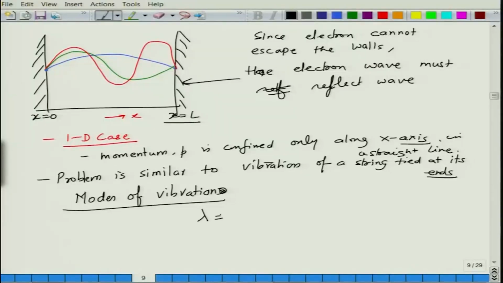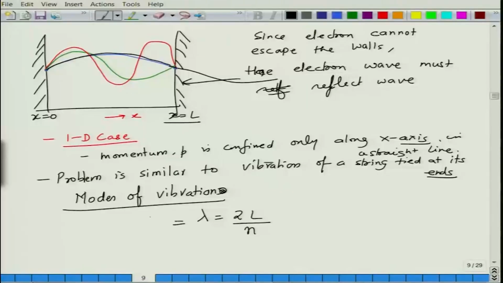So, the maximum lambda that you can have, if this is the case, then this will go to the other side. This lambda could be equal to 2L for this first case, and for the successive cases, the first harmonic, the second harmonic, the third harmonic, or the first eigenstate, second eigenstate, third eigenstate, lambda is equal to 2L divided by n. So basically wavelength is an integral fraction of the length.